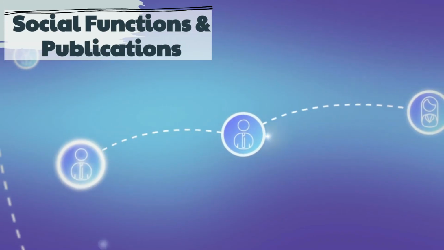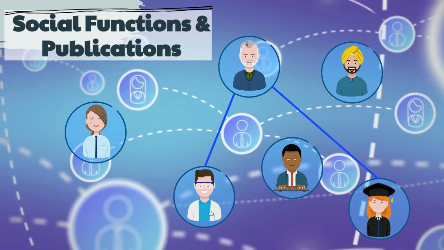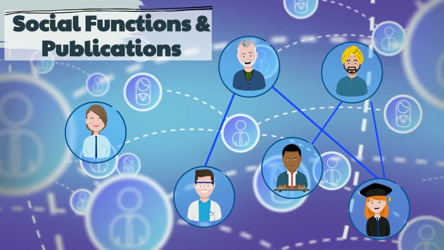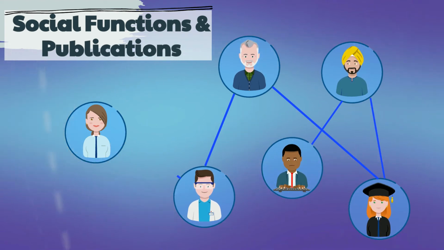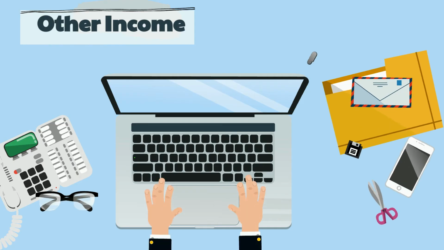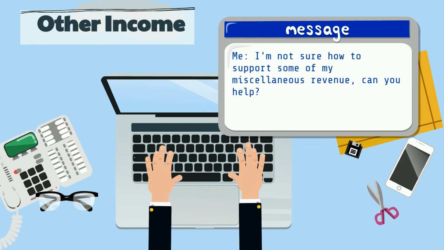Social functions and publications will likely be included in your registration report, and you can find social function and publication revenue by filtering by these items. If they are not included in your registration, a separate report will be required in the same format as your registration report. If you have additional sources of revenue that were not covered, please contact IEEE to find out what support you should be keeping for this revenue.